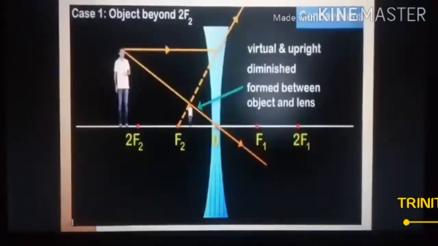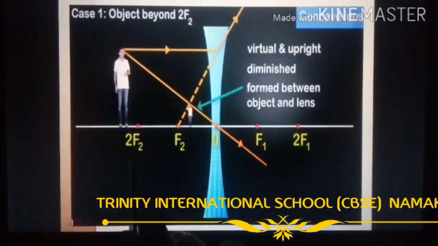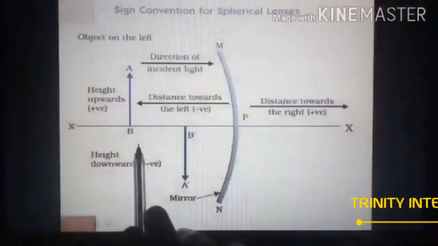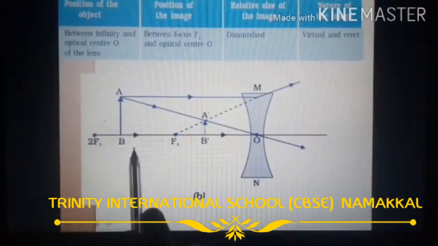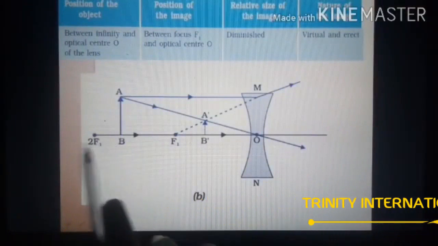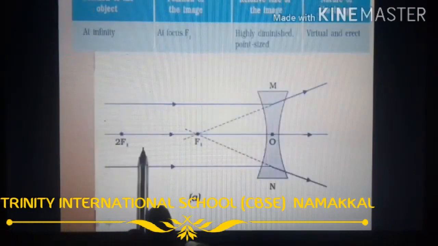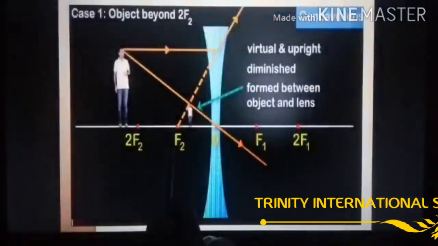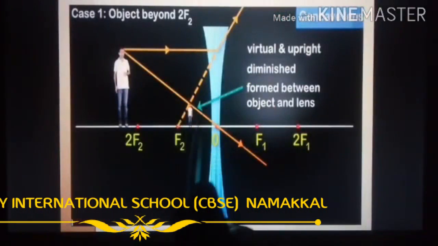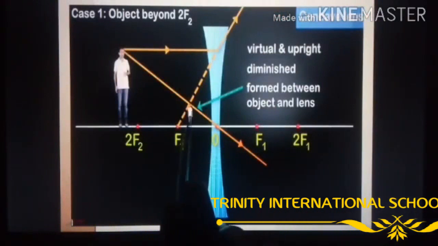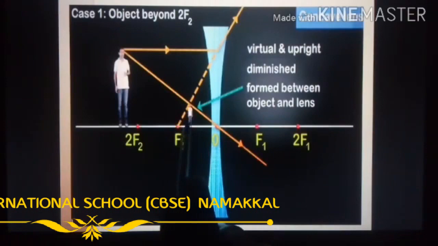In the same ray diagram, a man is standing near 2F2. In this diagram we have chosen the object placed between 2F1 and F1. We may choose any point between infinity and the optical center; for convenience we have taken it beyond F1. So here also a man is standing beyond F2, in this position. The image will be obtained here. It is a diminished, virtual and erect image. It is not a real image; it is a virtual and erect image.